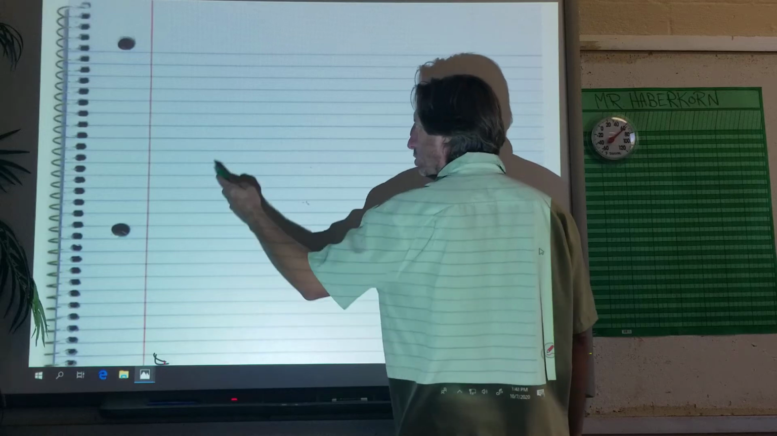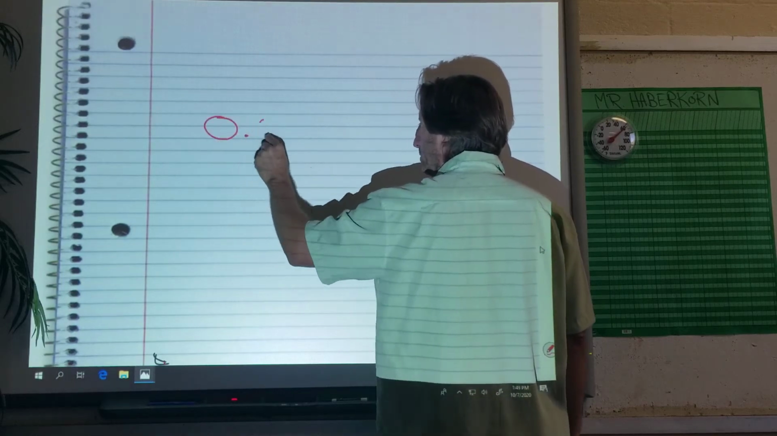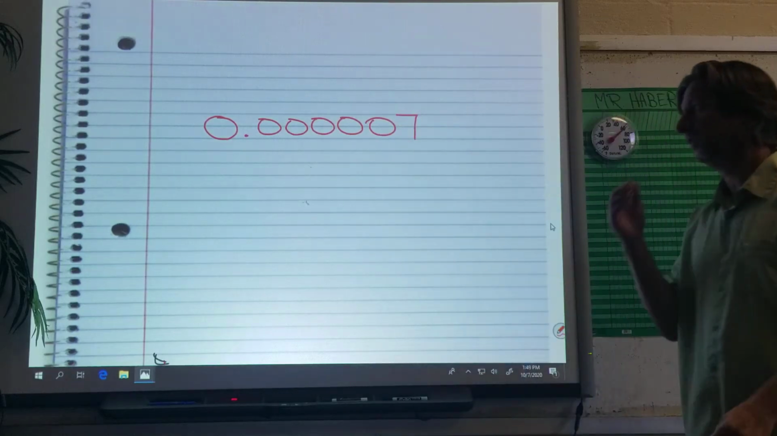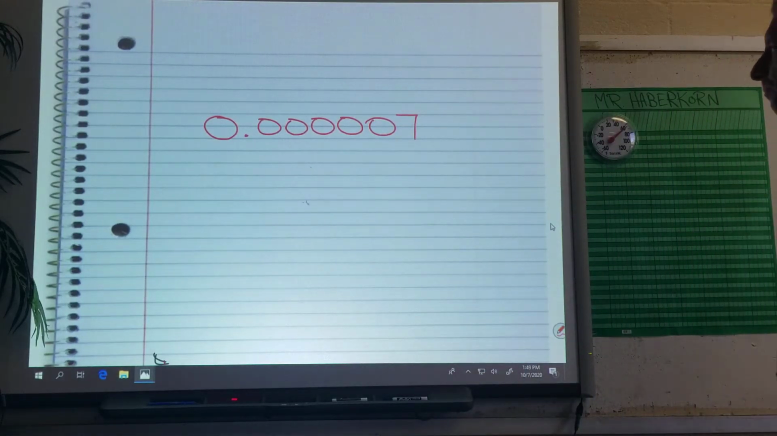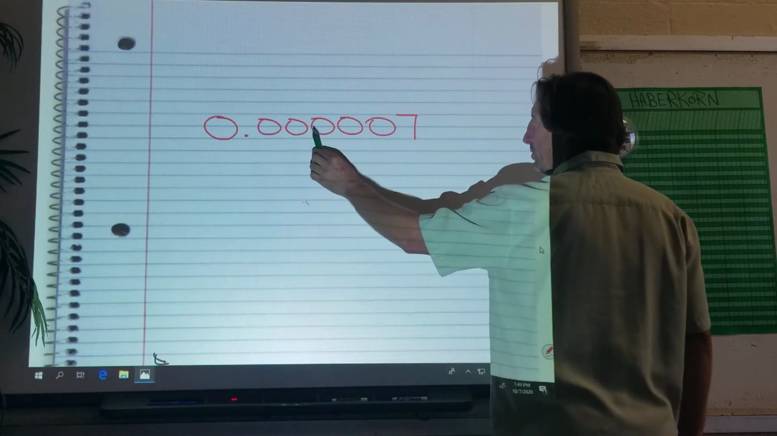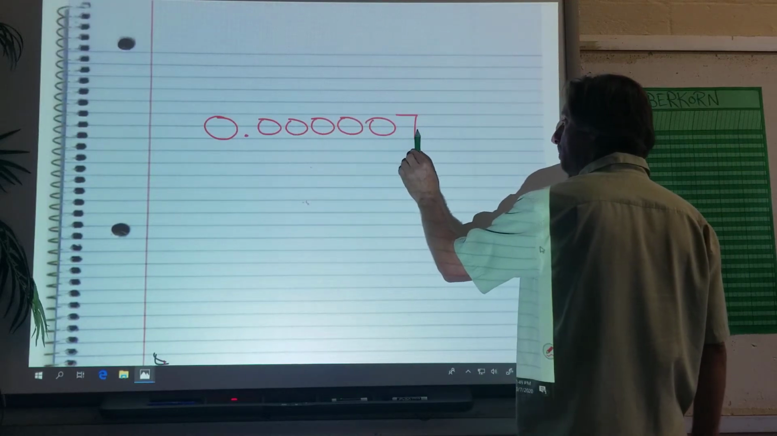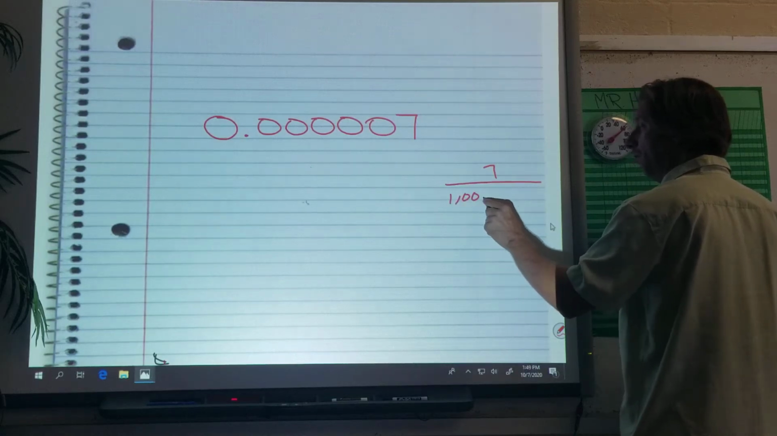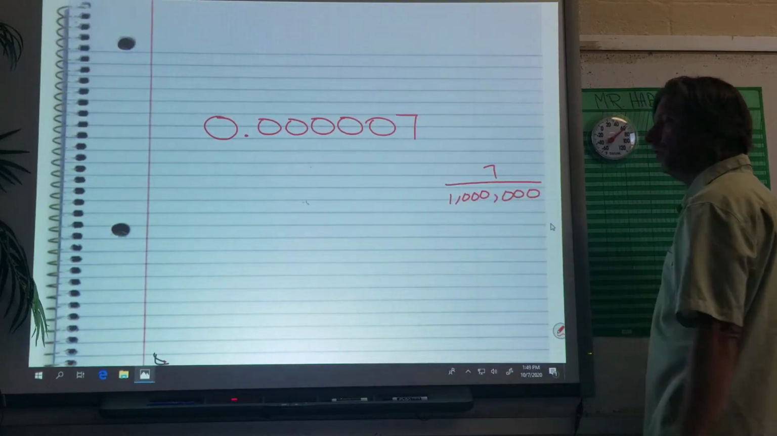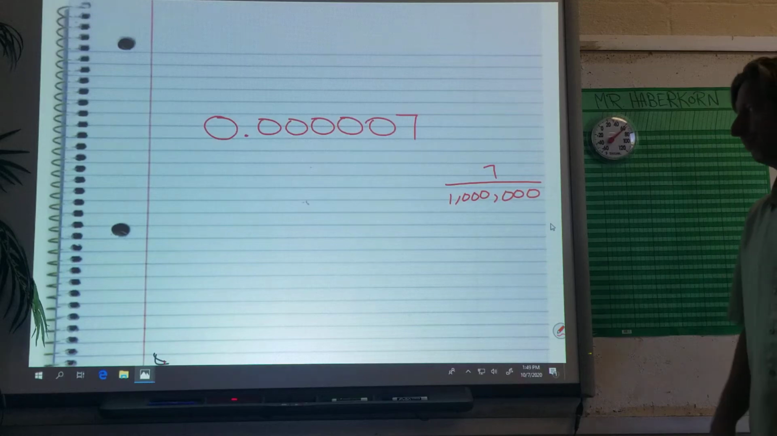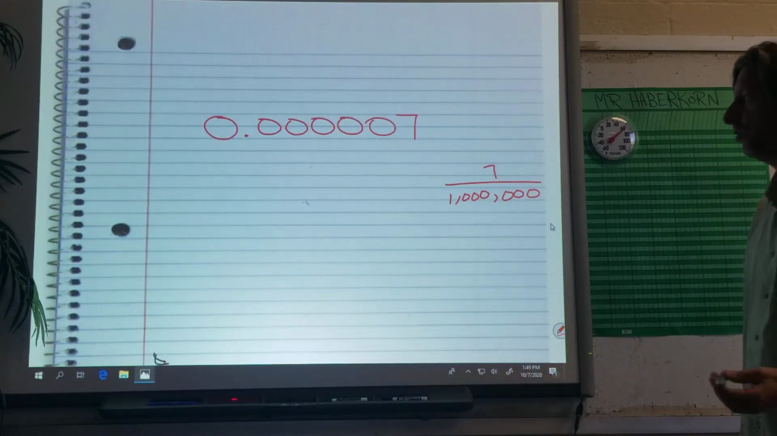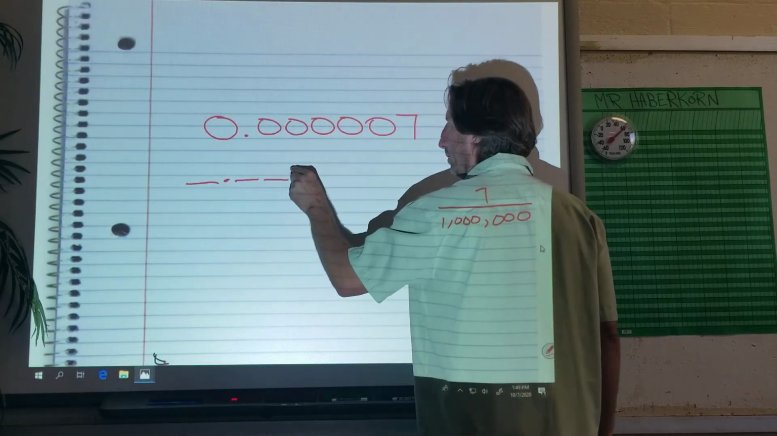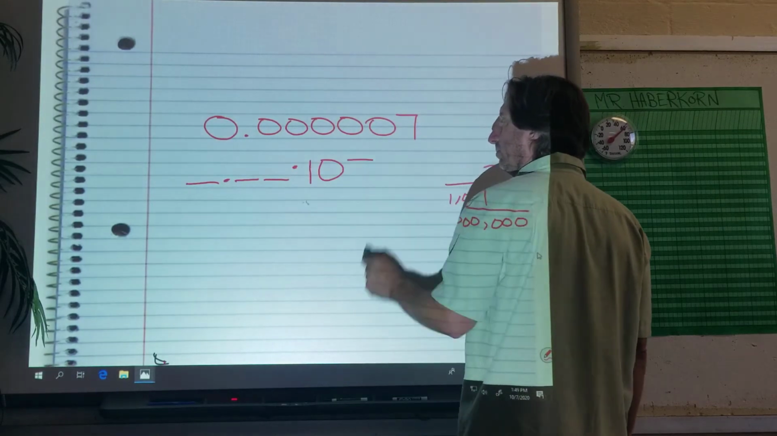All right, let's do 0.000007. Really small number. Tenths, hundredths, thousandths, 10,000, 100,000, millions. So this is 7 millionths. Very tiny number. All right, so let's put this in scientific notation. Blank dot blank blank times 10 to the something.